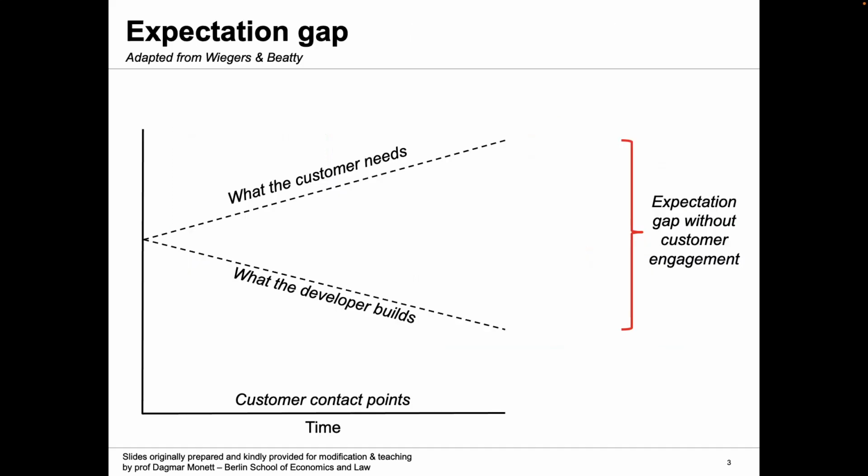I hope you can recall this image that we did way back in our elicitation session, where we talked about how continuous customer engagement is really important in reducing the gap between the customer's requirements and what the developer builds. So yeah, that's why we are now going to discuss in today's session all about prototyping, which is going to help reduce this gap.